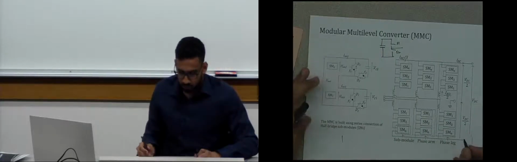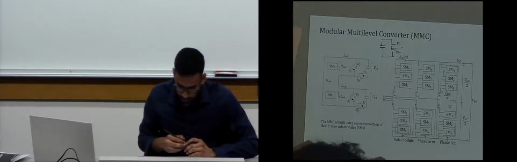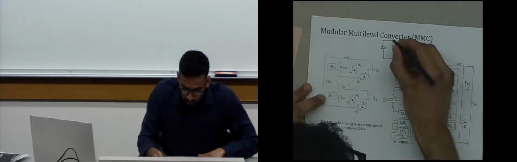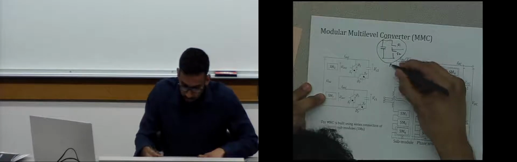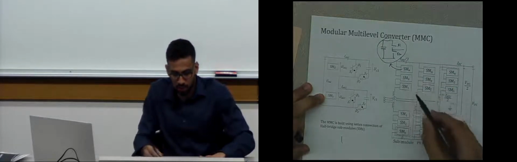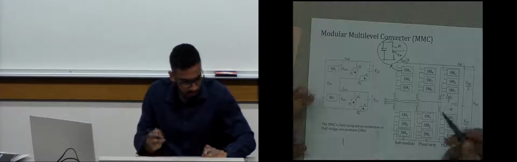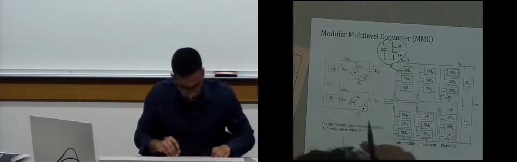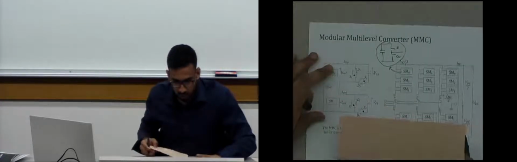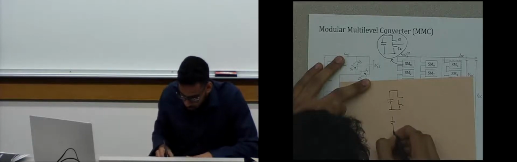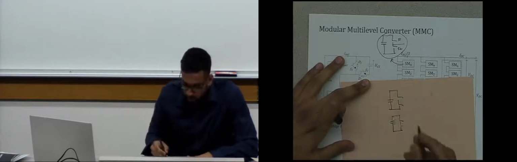So that is each submodule. This is one of these submodules. How they are connected to each other is maybe not apparent in this, but I will draw it out here. So how are these submodules connected? I have one submodule here, and another submodule here, and let's say there are only two submodules per arm now, and this is the DC link.